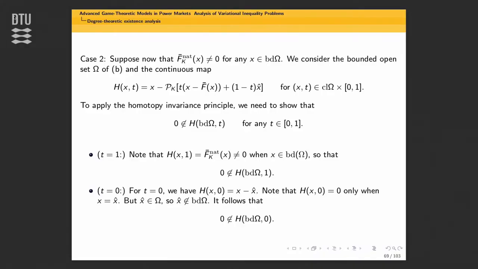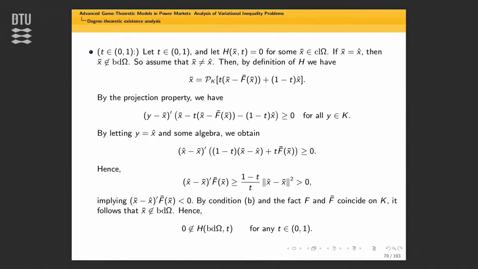Okay. Now, when t is equal to 0, you have h of x, 0 is x minus x hat. And h of x, 0 is 0 only when x is equal to x hat. But x hat lies in omega. So x hat does not lie on the boundary of omega. It lies in the interior of omega. So if it doesn't lie on the boundary of omega, then this is never zero on the boundary of omega because it's outside. As a consequence, 0 does not lie in h of the boundary of omega, 0. Okay. So now what that tells us is the endpoints are fine.